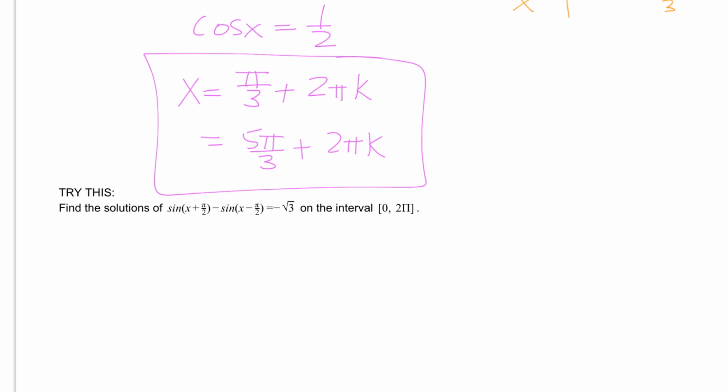If you did the try this correctly, I want you to remember this one is specifying it only on 0 to 2 pi, where the last problem we were able to add that 2 pi k. On this one you don't need to, and that's because of the 0 to 2 pi. So your answer here should just be 5 pi over 6 and 7 pi over 6. If you have questions, let me know.